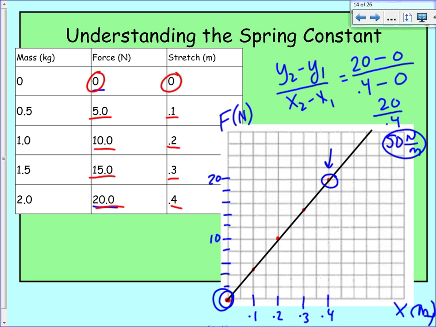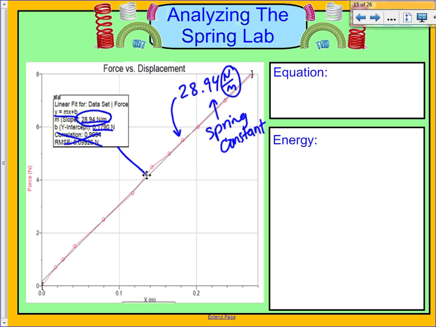Now, just so you know, the higher the spring constant, the more stiff the spring is. For example, what if I had a spring that was 500 newtons per meter? That takes a lot more force to stretch it 1 meter than 50 does. So the higher the spring constant, the stiffer the spring. So going back to this graph right here, the slope tells us our spring constant.